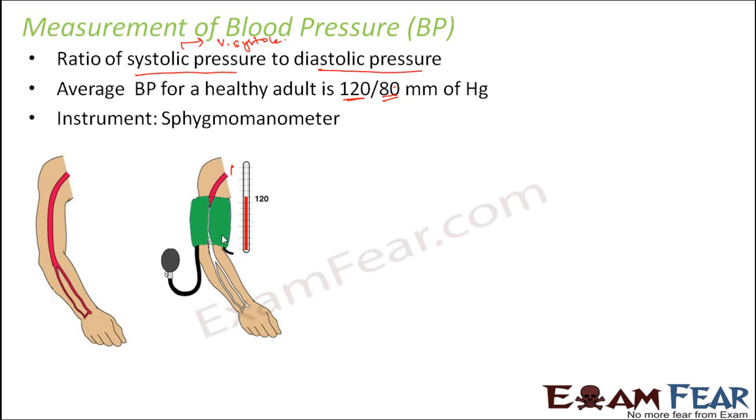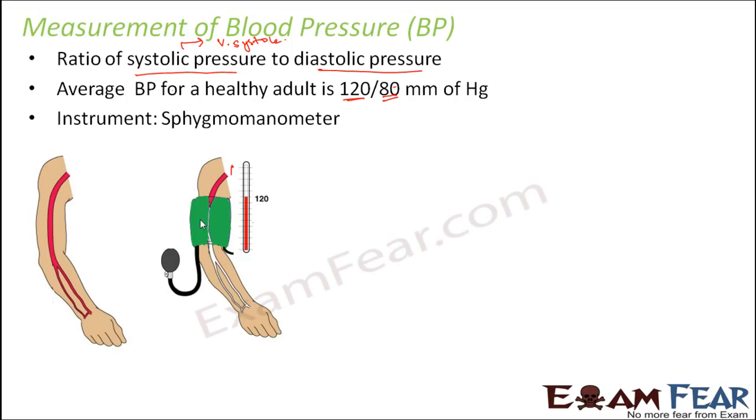Now at peak pressure, the blood flow is due to the ventricular systole, because when you press it very hard, the blood vessels also tend to contract, and as a result it is the systole phase. So this pressure is the systolic pressure.